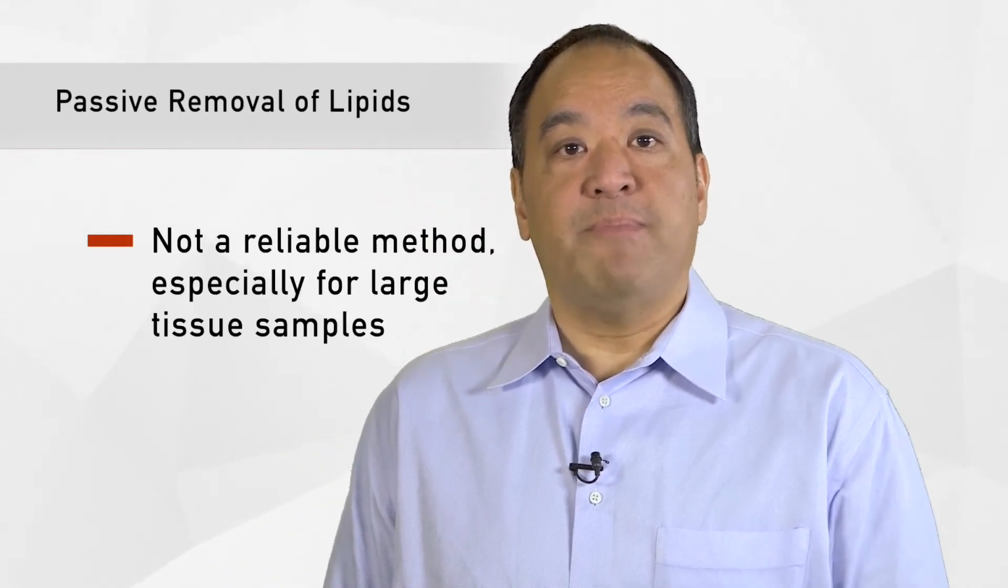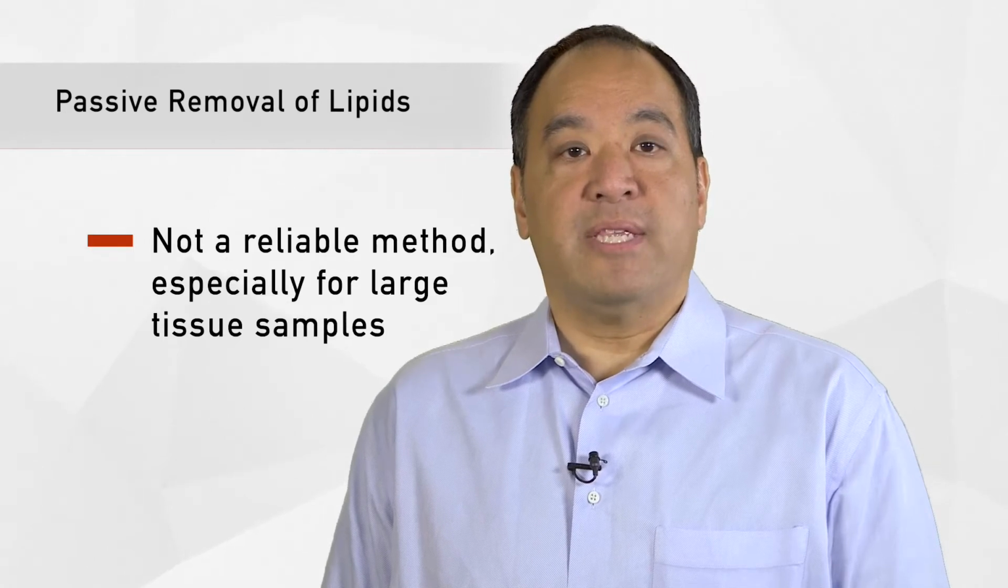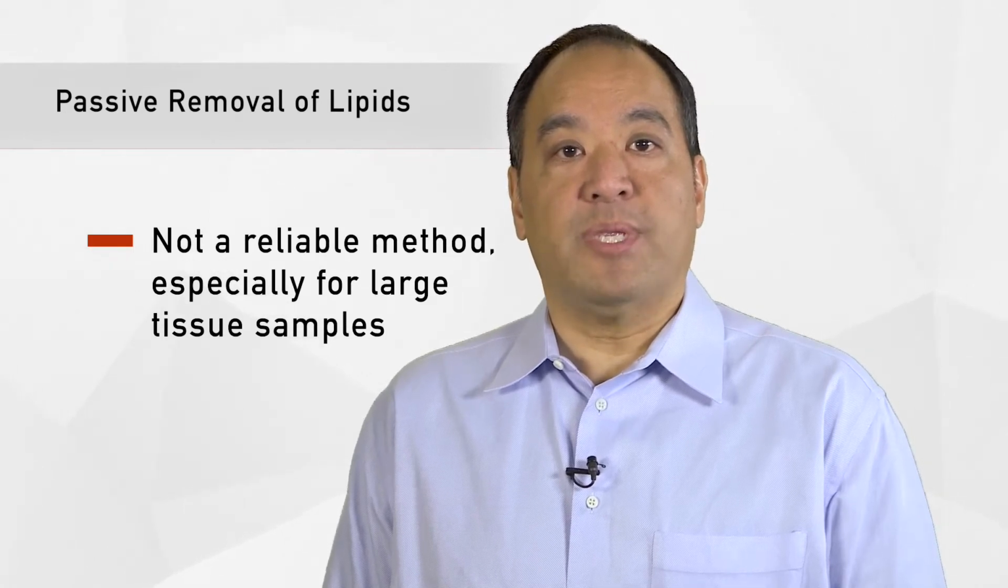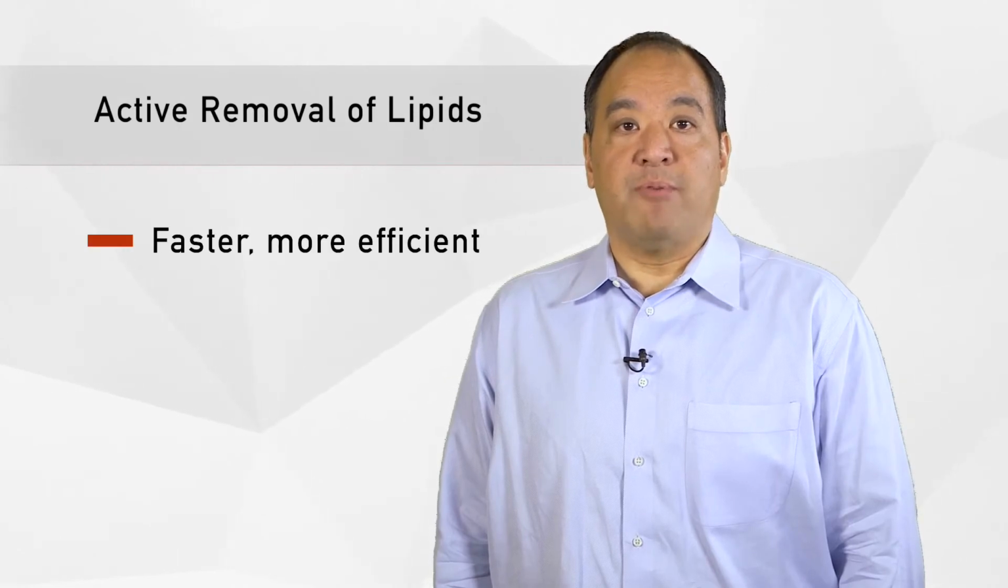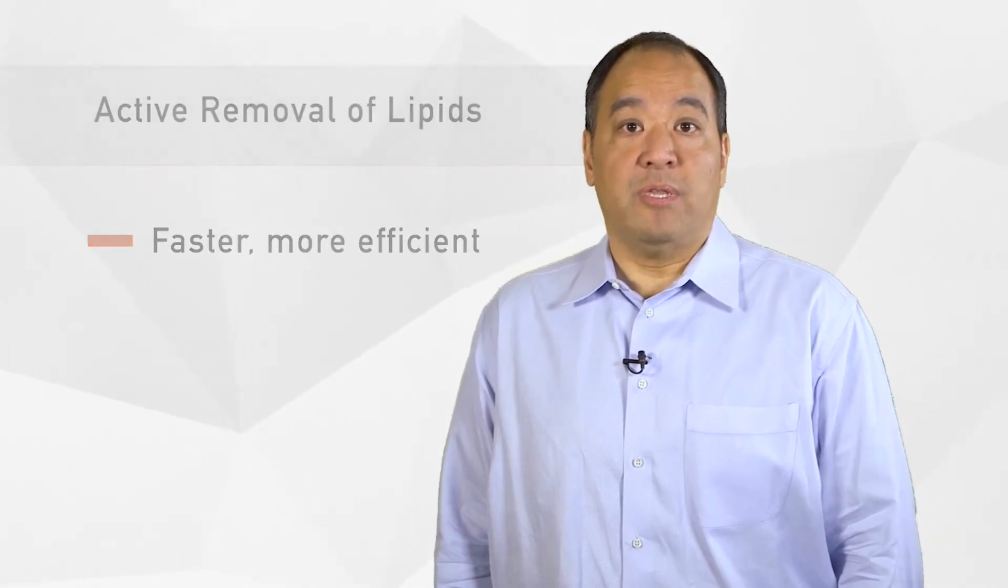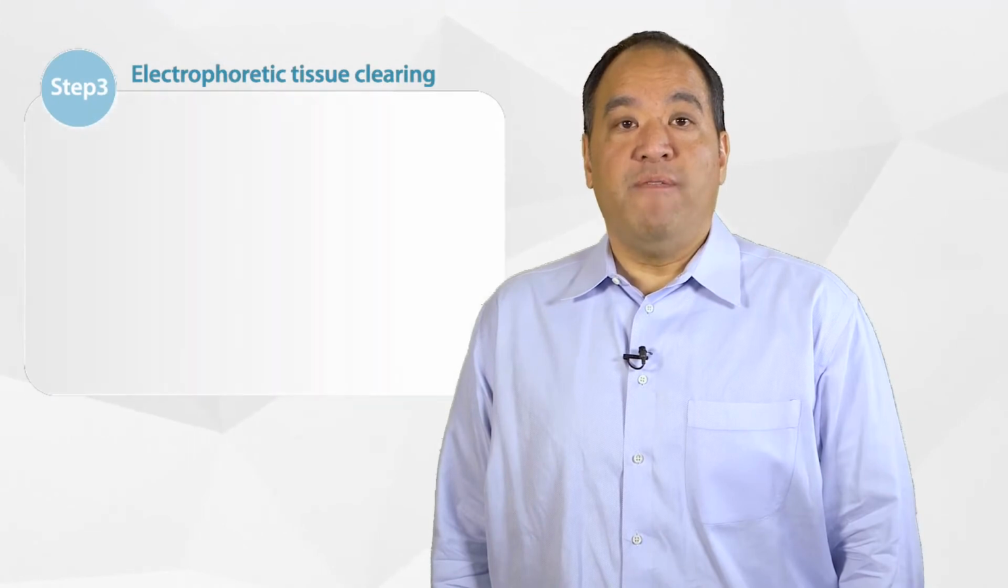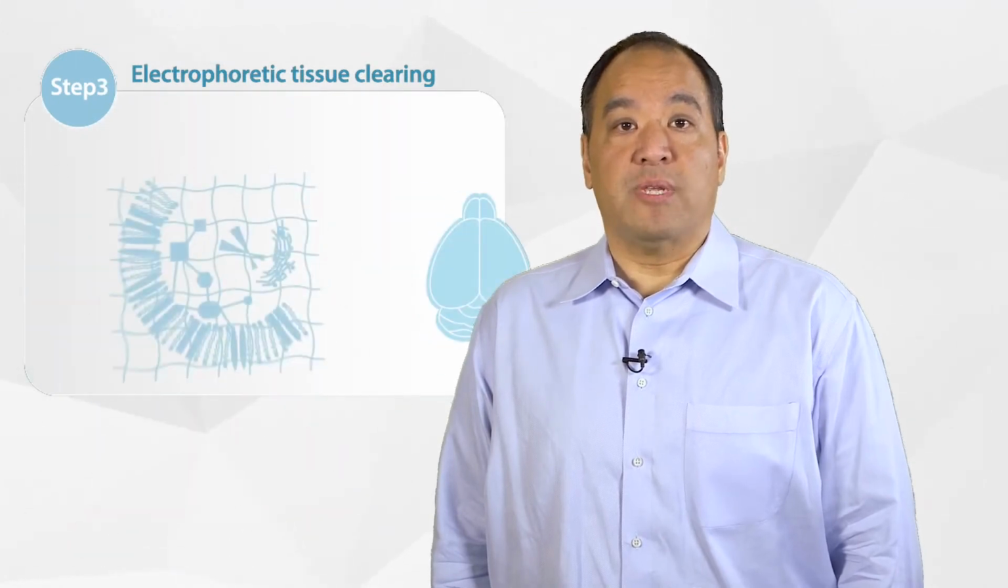This is performed either passively or actively by placing samples in a detergent solution. Passive removal of lipids is less costly, but it's not a reliable method, especially for large tissue samples such as entire organs. Active removal of lipids from tissue samples is faster and more efficient. Active lipid removal occurs via electrophoresis.